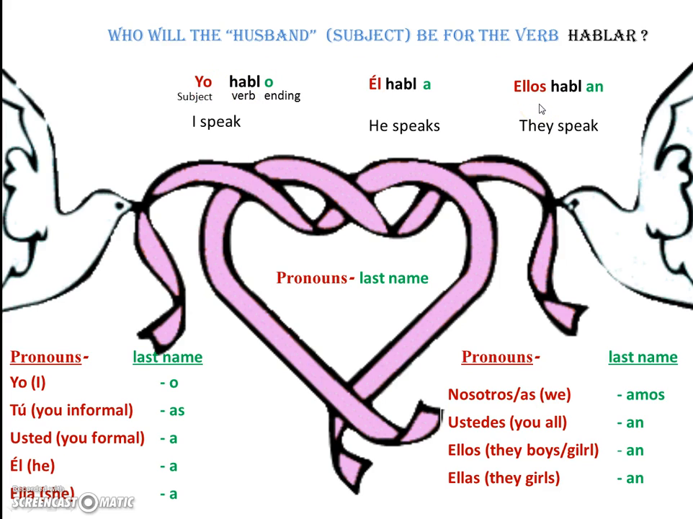Let's give it one more try. Ellos, that would be our new subject or husband. The verb is hablar, but now the verb is going to take again the last name of the husband. And in this case, ellos, the last name is an. Hablan, they speak.